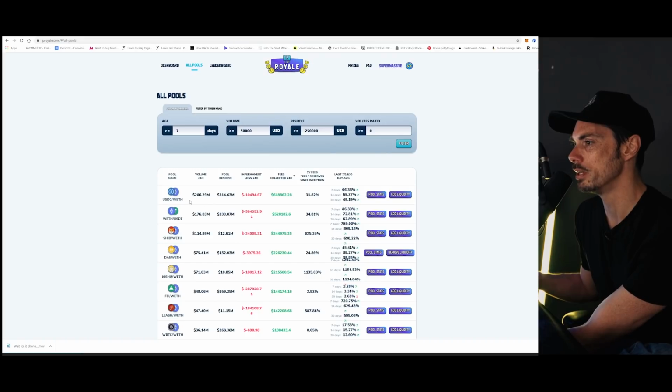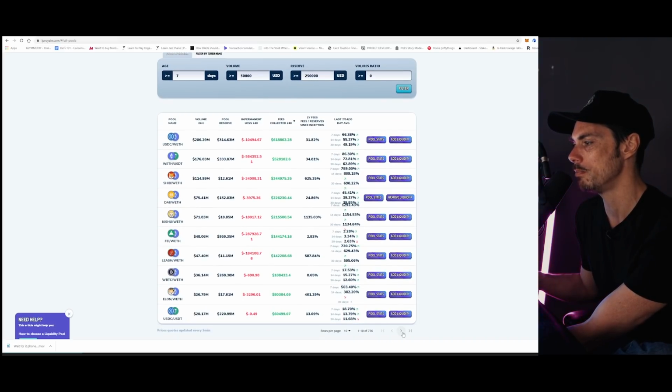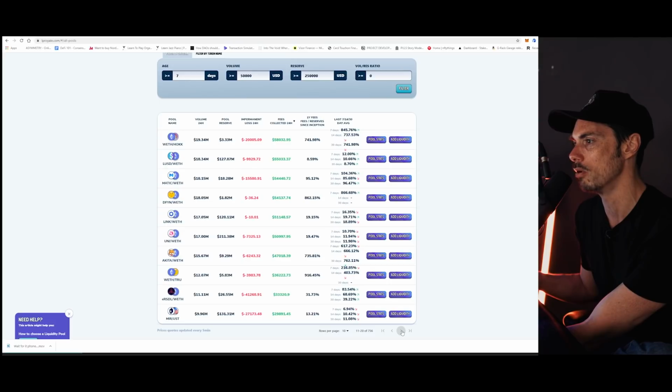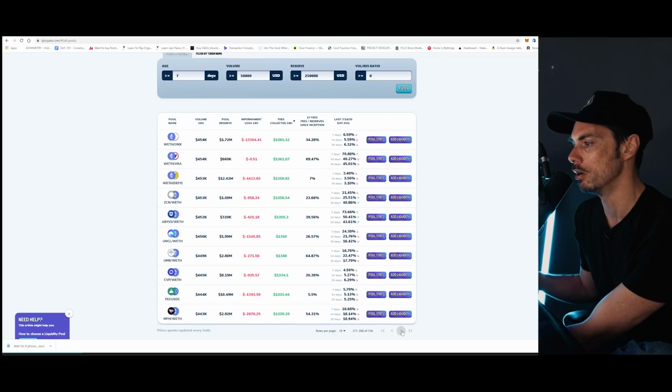So you can see the volume on these things. The USDC wheat pair, $206 million worth of volume. You'd have to say, if you're going to add liquidity to that pair, you'd be pretty safe, I would have thought. Let's see if we can find some really low volume ones. Like properly low volume. Like all the way down the bottom. Let's see what we find.